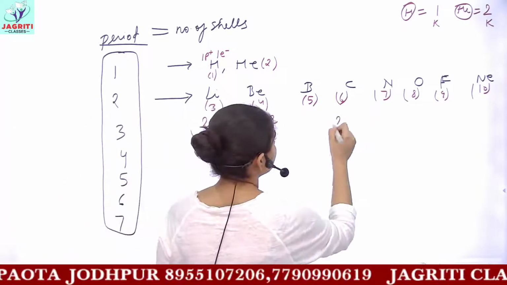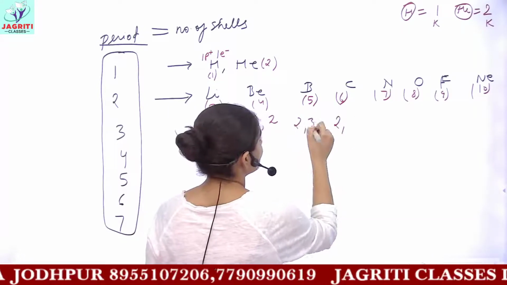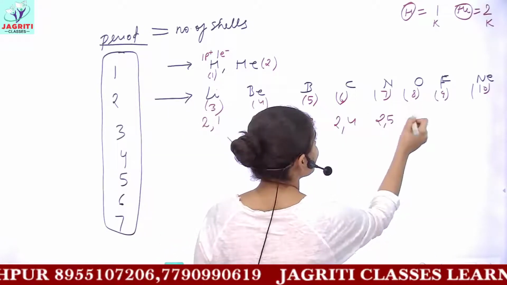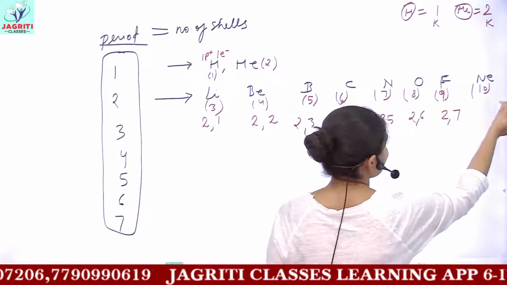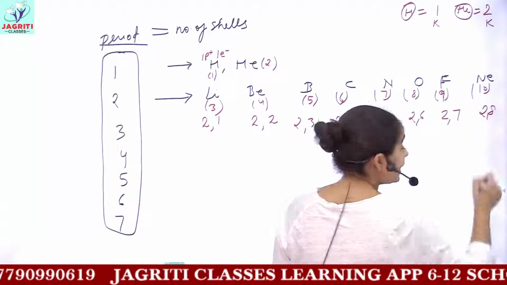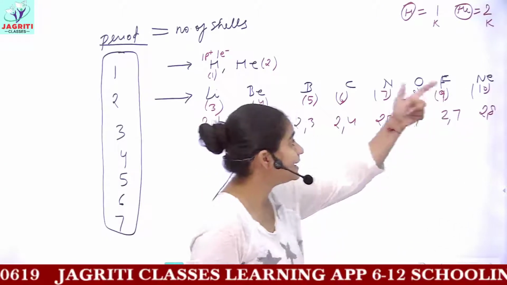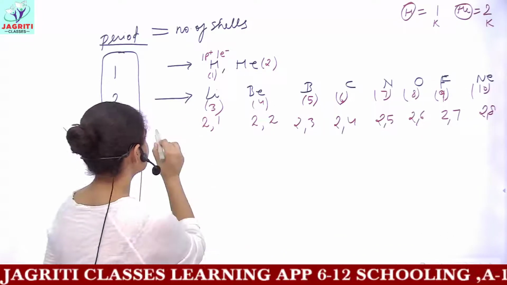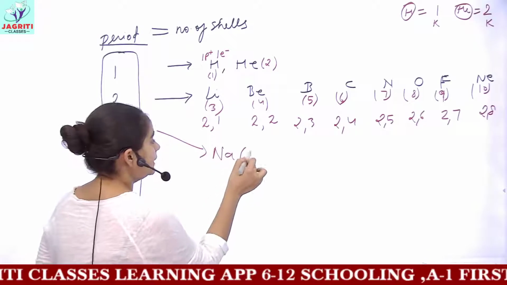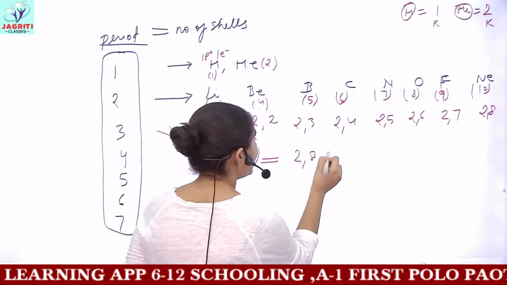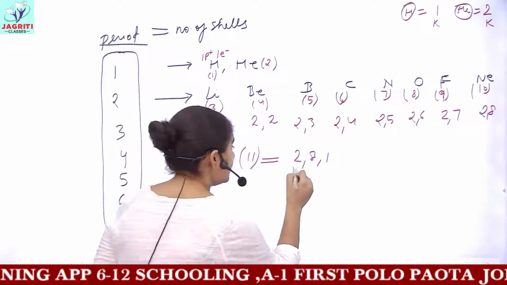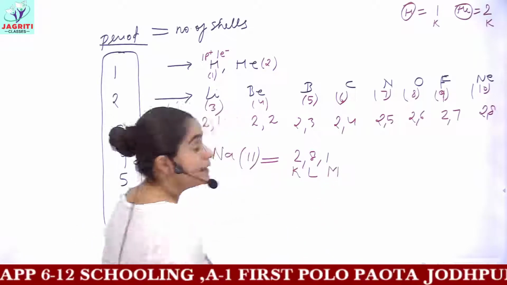Similarly for 6 we have 2, 4, then 2, 5, then 2, 6, then 2 and 7, and the electronic configuration would be 2 and 8. Now the next element after neon is sodium. It has atomic number 11, so the configuration would be 2, 8 and 1. That is, you have K shell, L shell and M shell.